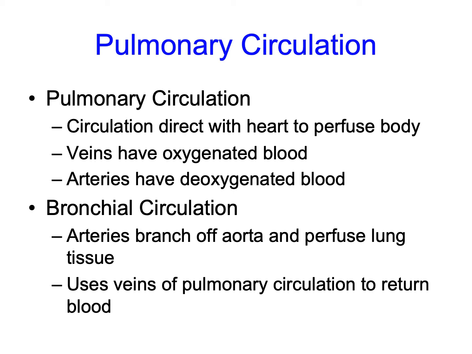Bronchial circulation: arteries branch off the aorta and perfuse lung tissue. They use the veins of the pulmonary circulation to return blood. Just what I just said, okay? However, here's the deal. Let's talk about this for a sec.